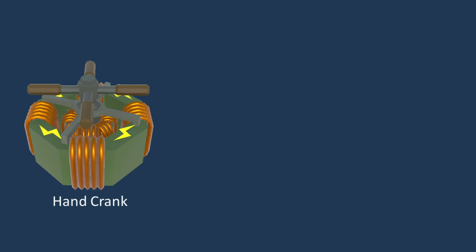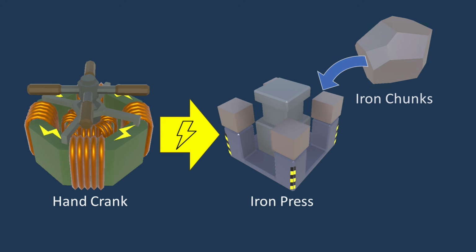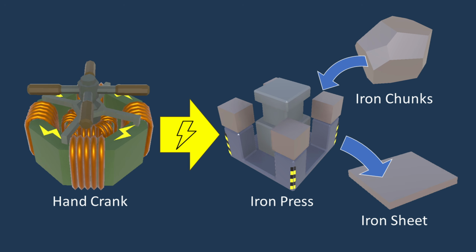Shifting gears a little bit, an area of game design that's often overlooked is the importance of using visual and audio feedback to let the players know how the game works. Suppose your game has a rule that a hand crank supplies power to an iron press that turns iron into iron sheets. Seems pretty simple, right? But even this simple interaction won't be fun for the player unless ample amounts of visual feedback let the player know exactly what's going on.